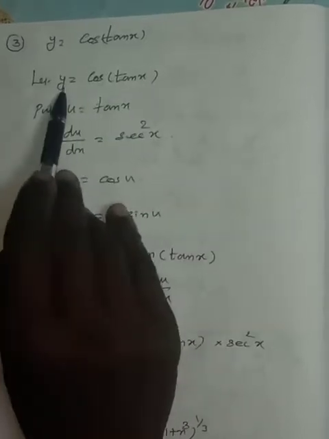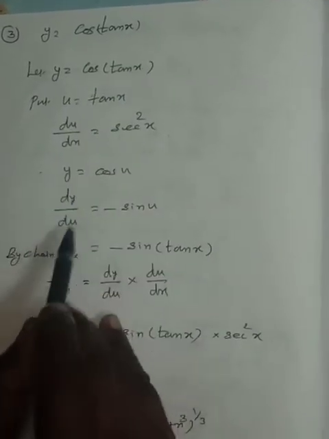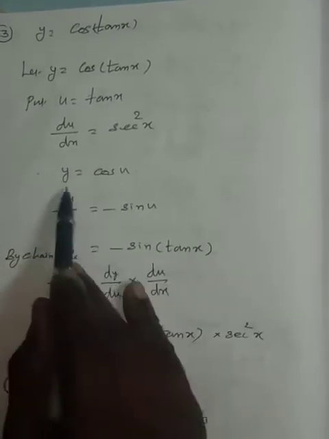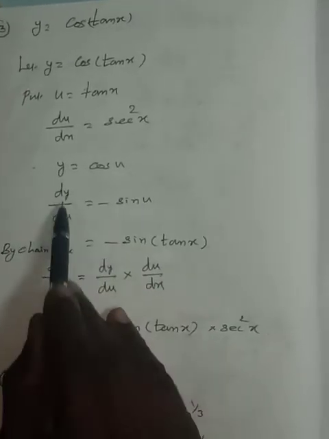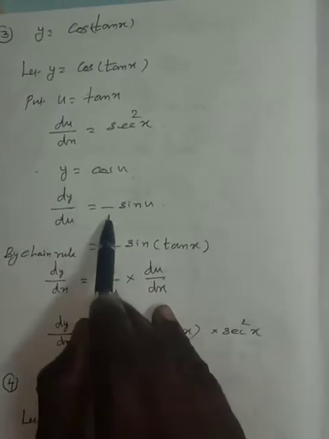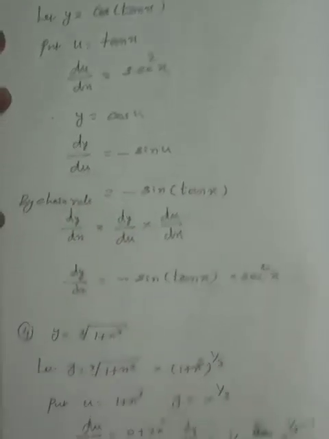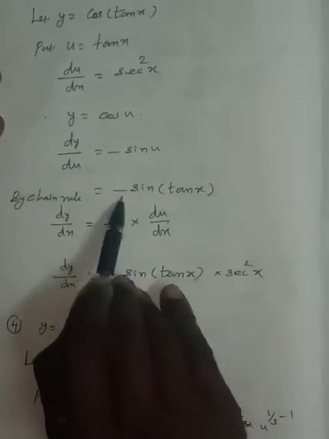Put u is equal to tan x, then y becomes y is equal to cos of u. Differentiate: left hand side variable is u, right hand side variable is u. Therefore, differentiating y with respect to u, dy by du is equal to minus sin u. Cos u differentiation is minus sin u by the chain rule, but u is tan x, therefore minus sin tan x.